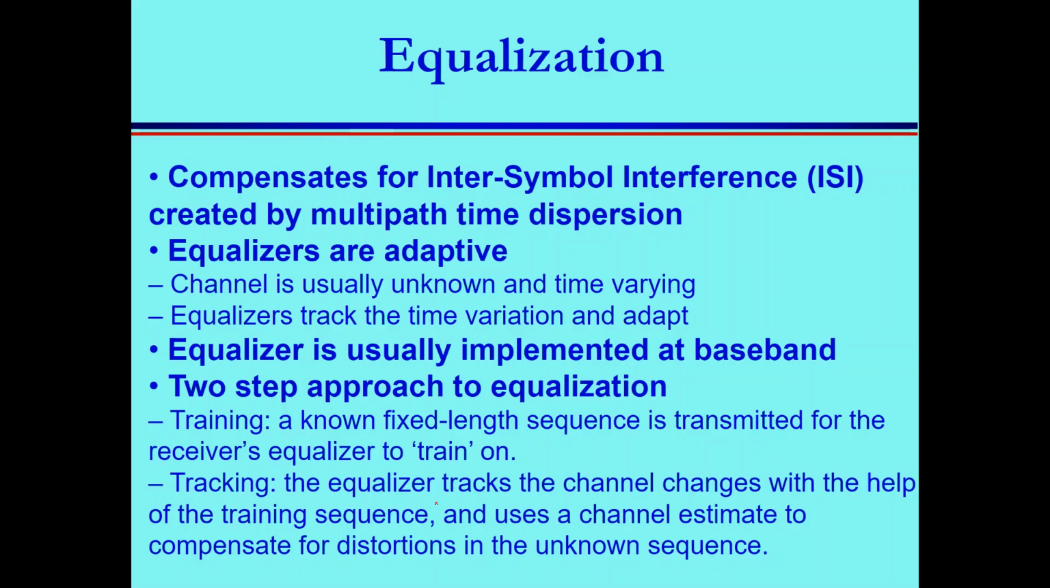Tracking: the equalizer tracks the channel changes with the help of the training sequence and uses a channel estimate to compensate for distortion. Now, as time goes, the channel will become different. So you need to adjust these channel parameters that you stored at the receiver side so that you don't equalize your data with the old channel version. You equalize it with the updated version, the current version, because if you don't, you lose your data, because that was not the channel experienced by the data. Now you have a new channel. So tracking is very important.